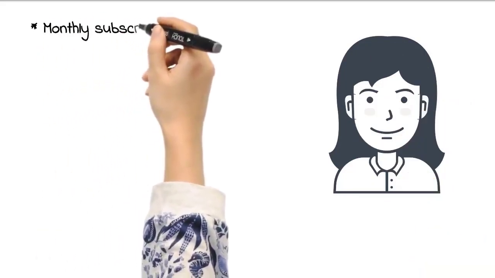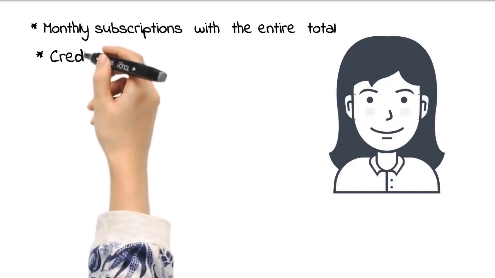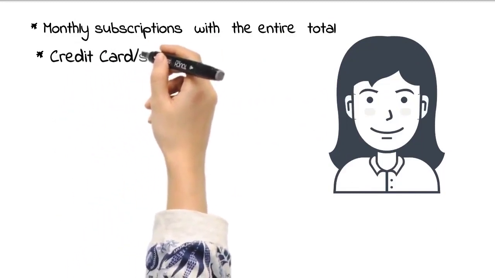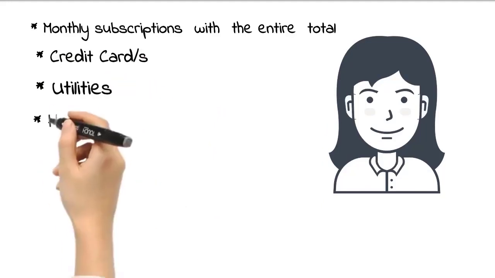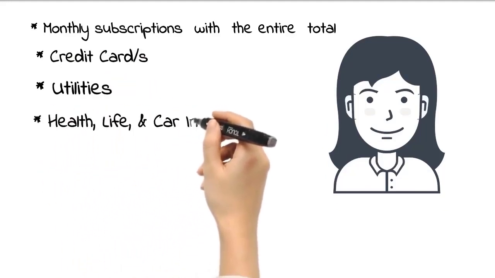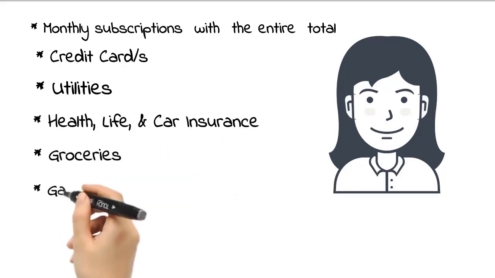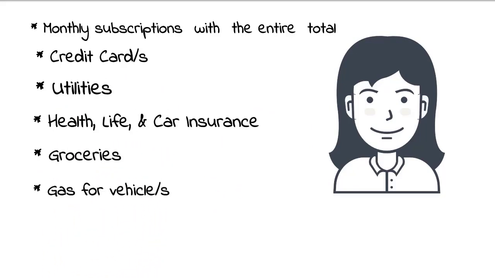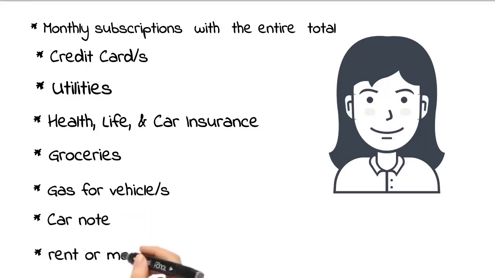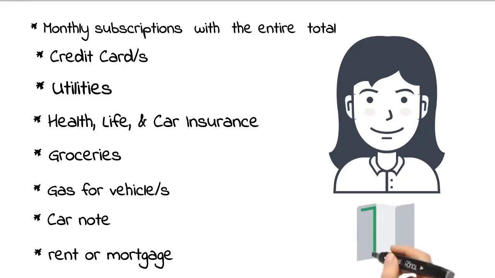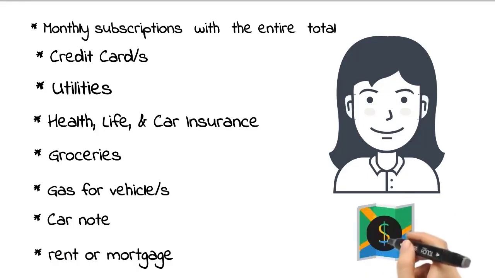I have my monthly subscriptions with the entire total amount, credit card balances, if any, you want to of course pay them off every single month, utilities, health, life, and car insurance, groceries, and you want to calculate the closest estimate every single month, gas for your vehicle or vehicles, your car note, if any, and finally, your rent or mortgage. Categories bring clarity. It's like creating a roadmap for your money, ensuring every dollar has a purpose.